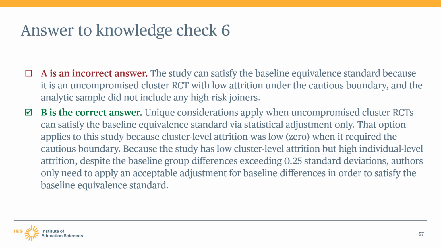The correct answer is B, false. Remember that uncompromised cluster RCTs can satisfy the baseline equivalence standard via statistical adjustment only under certain scenarios. That option applies to this study because cluster-level attrition was low, or 0, using the cautious boundary. Because the study has low cluster-level attrition, but high individual-level attrition, the study still can satisfy the baseline equivalence standard as long as the authors apply an acceptable adjustment for baseline differences, even if those baseline group differences exceed 0.25 standard deviations.